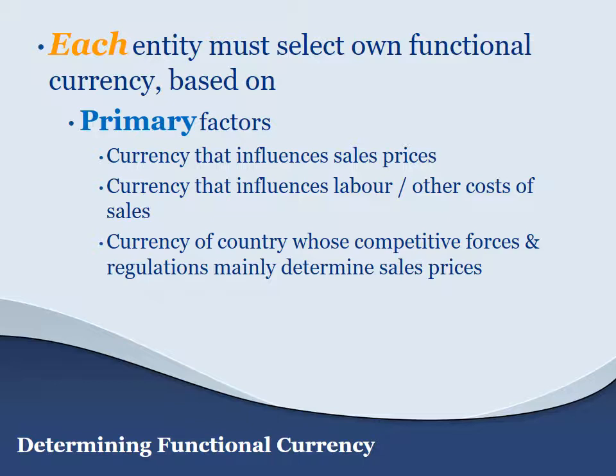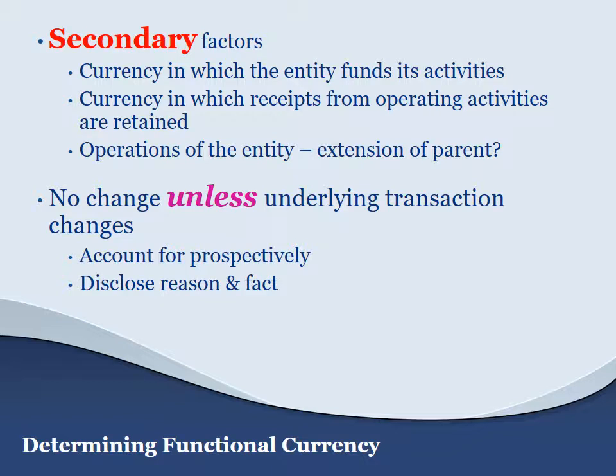Once you've been through these three factors, you might then come to a conclusion that this particular currency should be your functional currency. If for whatever reason you're unable to come to some sort of conclusion as to what your functional currency should be, then the standard says to have a look at the secondary factors. Secondary factors are such things as the currency in which an organization funds its activities. So if you've got significant borrowings or you're raising money from your shareholders, what currency is that money raised in? Another factor that can also be considered is the currency in which receipts from operating activities are kept.